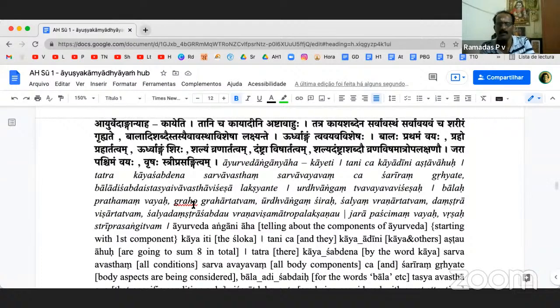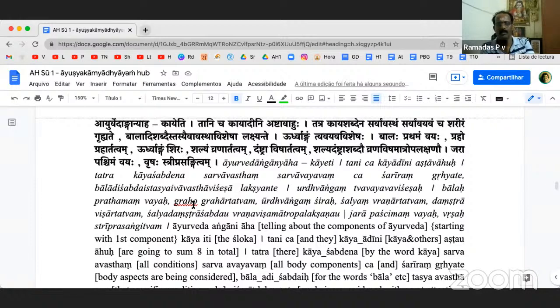Now, urdhvāṅgaṃ is avayava vishesha, because it is the upper part of the body. So here the avayava is important. Prathamaṃ vayaḥ, here avastha is important. The body's avastha is important because vayas is an avastha, a condition. So bala is prathamaṃ vayaḥ. Graha, again, grahartatvam, due to the graha, it is also avastha only. The body is in an avastha, graha.